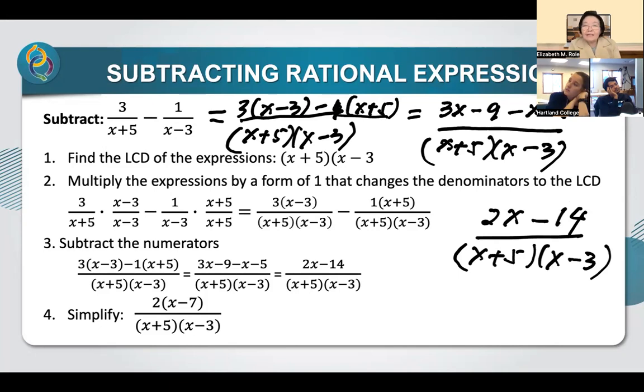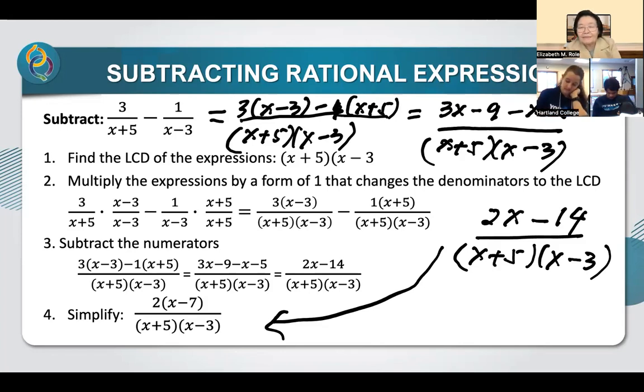Now, we want our final answer to be completely factored. And that is the reason why I have this. The common factor of 2x minus 14 is 2. And so, factor out 2. Your final answer is 2 times x minus 7 over x plus 5 times x minus 3. So that's how to do it. It's the same as adding, except that, of course, you have a minus in between rather than a plus. But the procedure would remain the same.